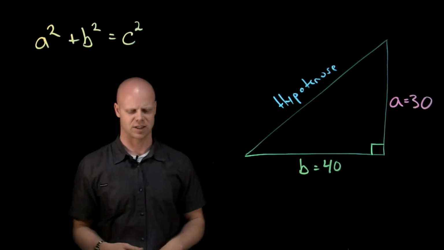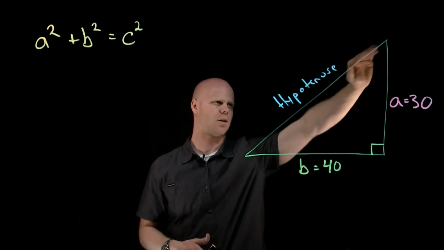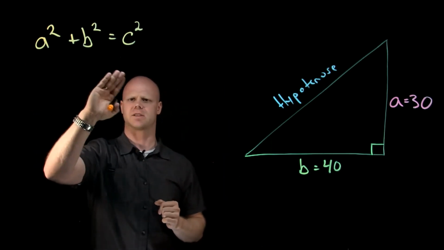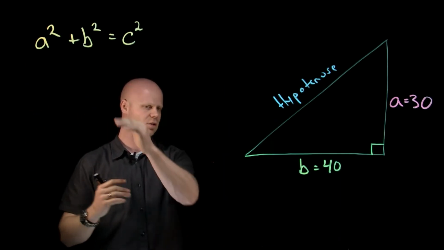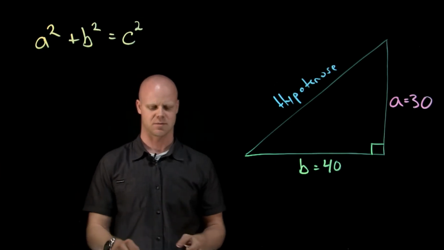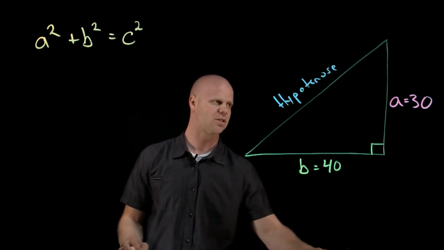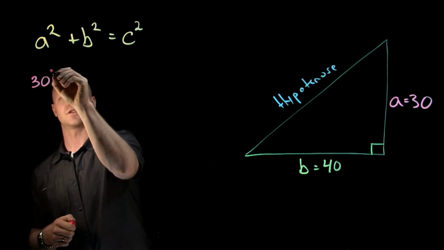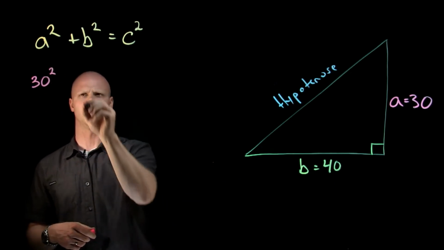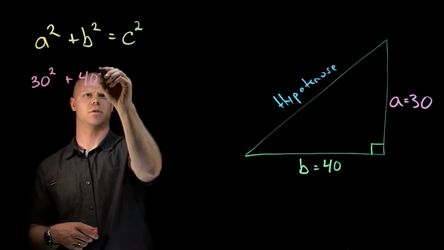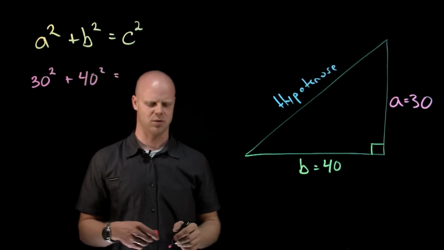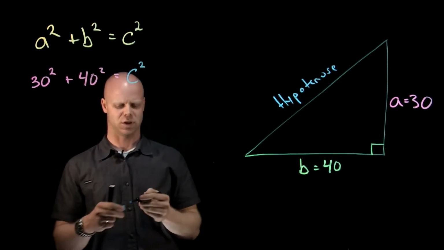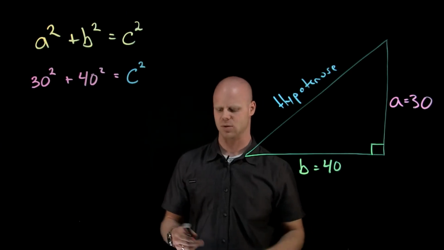So when I go and look and I substitute those values to find out how long this hypotenuse is, you can do this and transpose right away, or you can do this in multiple steps. So I'm going to do this in multiple steps just so we can see the whole process. So my value of A is 30 squared. My value of B is going to be 40 squared. This is all going to equal my hypotenuse, which at this point is still c squared.